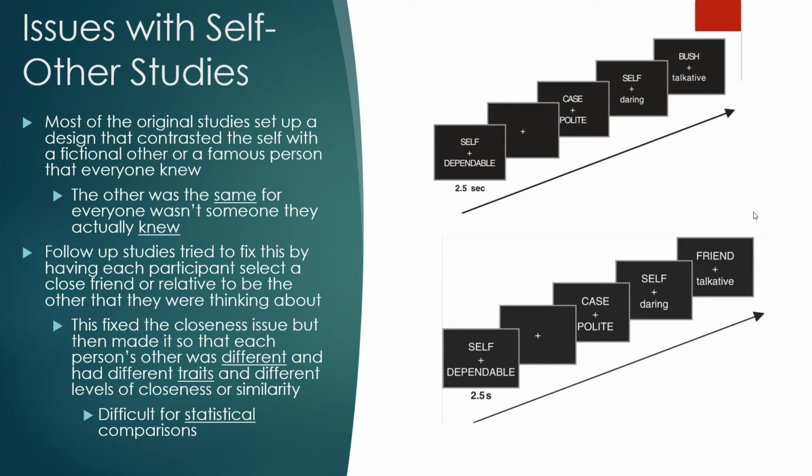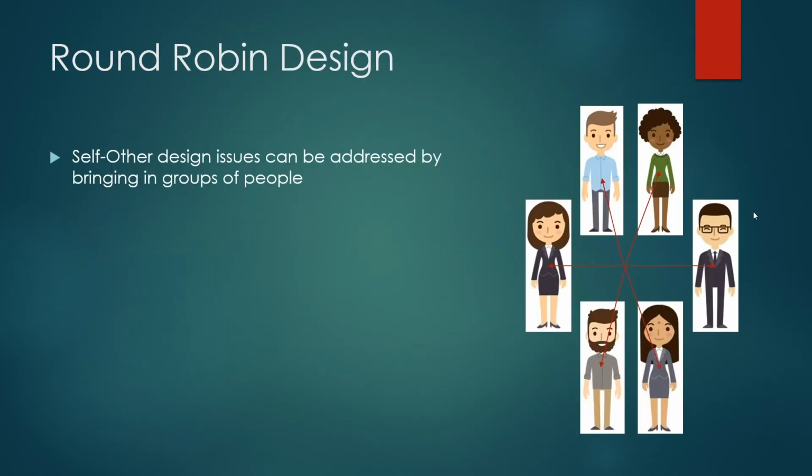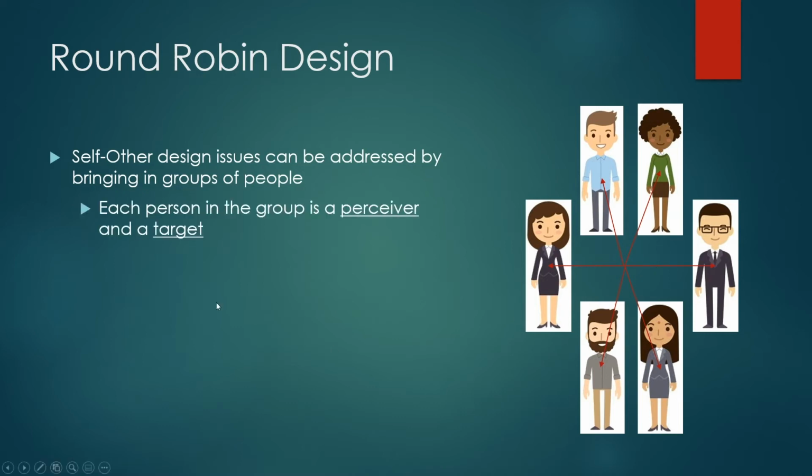And so there's a really cool new paradigm that my advisor actually created that gets around these issues. It's called the round robin design. And this was a big study that our lab just finished. We brought in tons of groups, small social networks. And what you do in these types of situations, instead of just having someone pick a friend, you bring in a whole group of people. And every single person goes through the study. And so that means that every single person is a perceiver and a target.